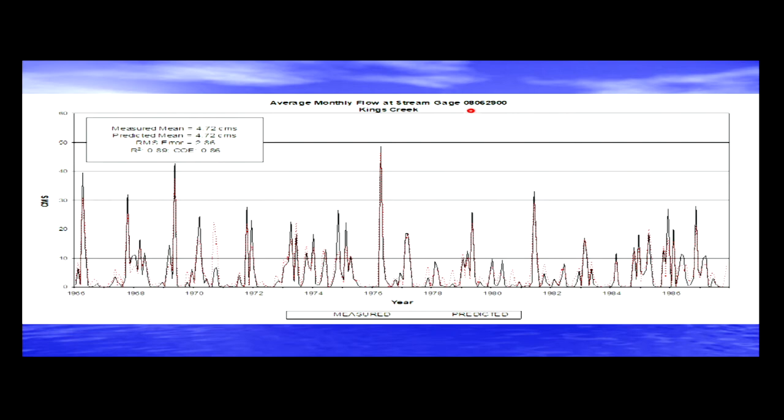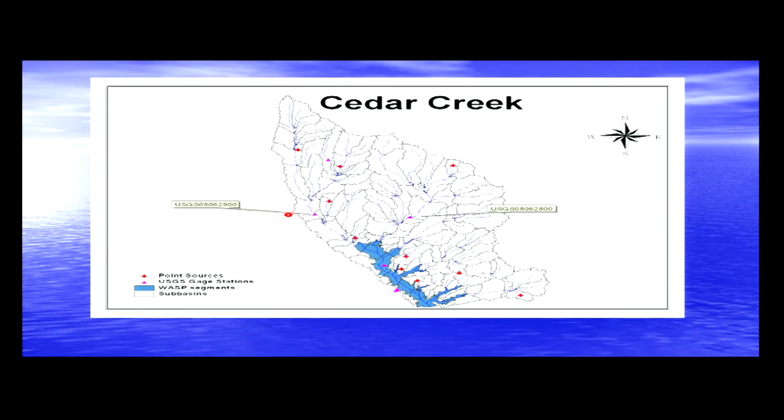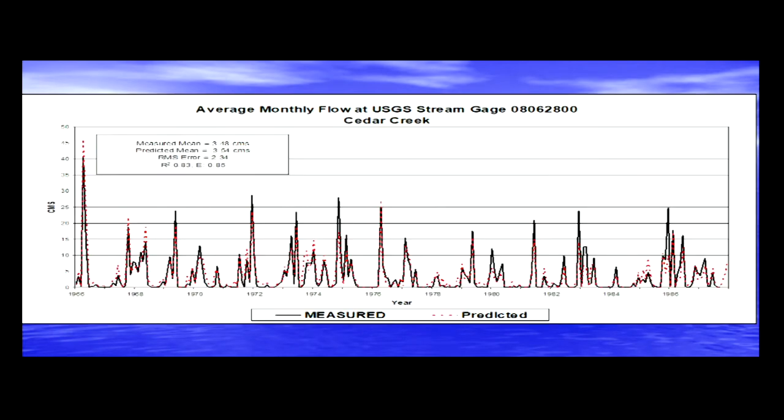This is for one gauge in the King's Creek. So this is the creek right here, and this is the gauge right there, actually. And then there is another gauge. This is the other gauge in the Cedar Creek. Again, the statistics are very decent, very good for the same time period.